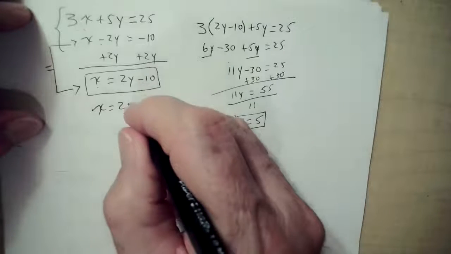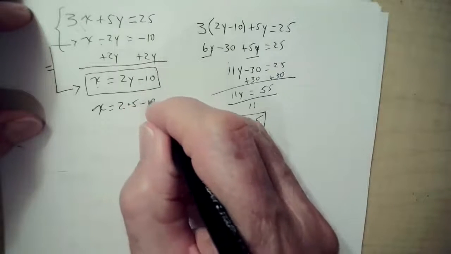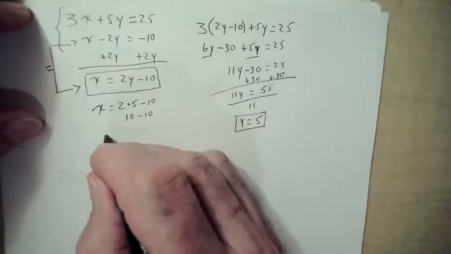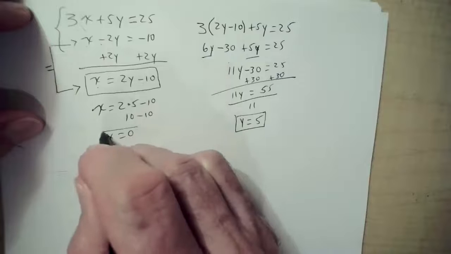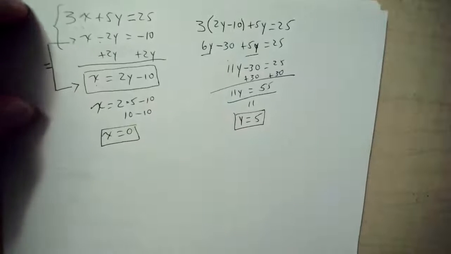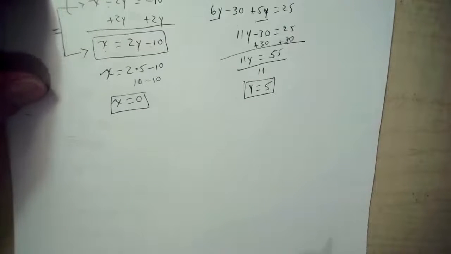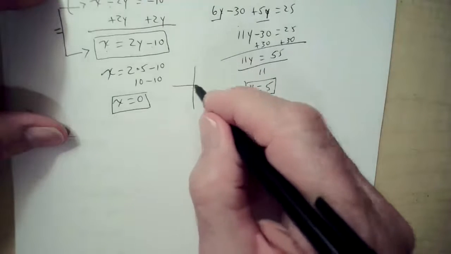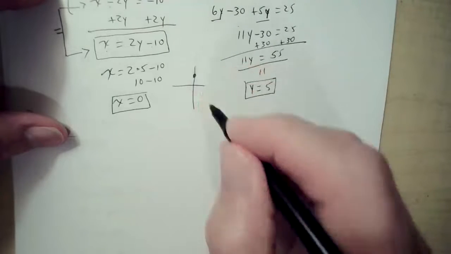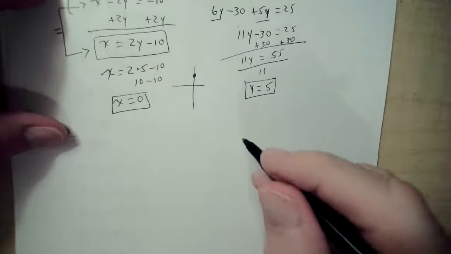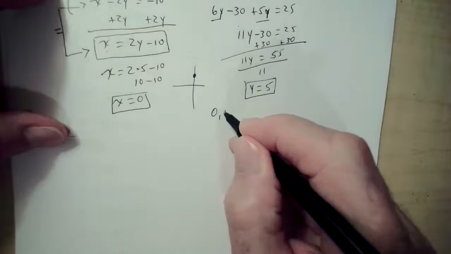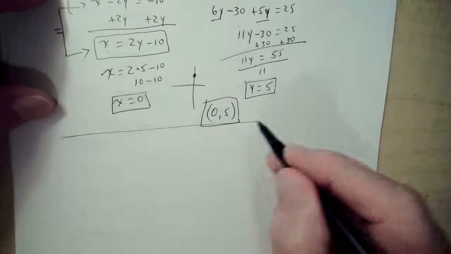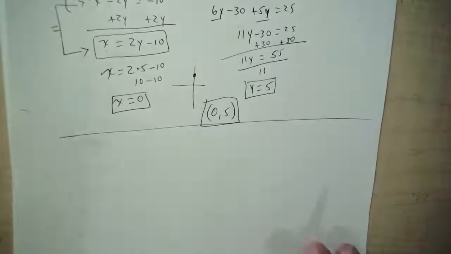x equals 2 times y. y is 5, minus 10. So this is 10 minus 10. So our x is 0. Can we have 0 for an answer here? You betcha. (0, 5), if you were to graph it, would be right there. So our answer here is (0, 5) in parentheses, like that.